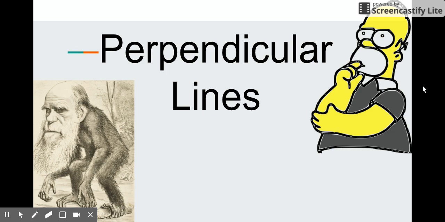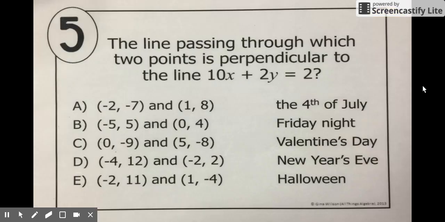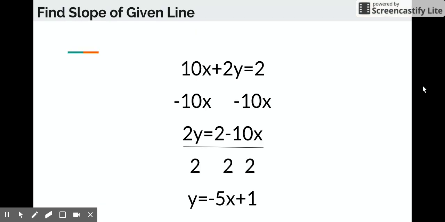Today we will identify perpendicular lines. The line passing through which 2 points is perpendicular to the line 10x plus 2y equals 2? First, we must find the slope for the given line.